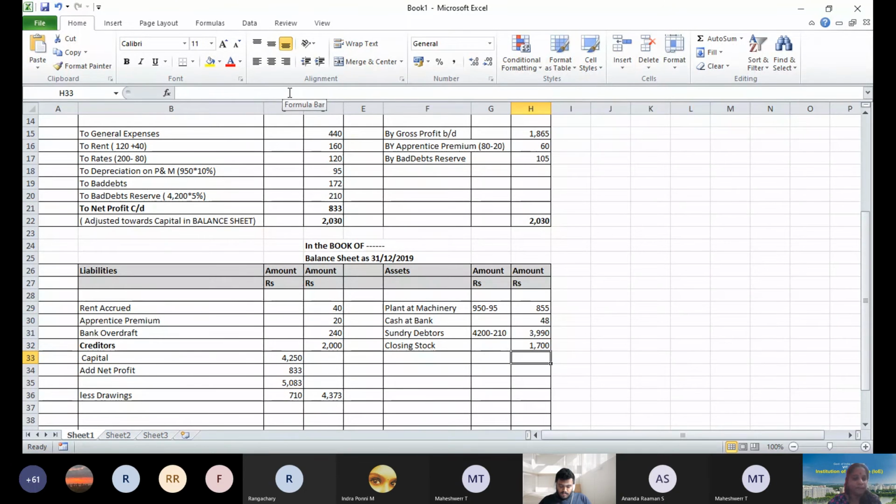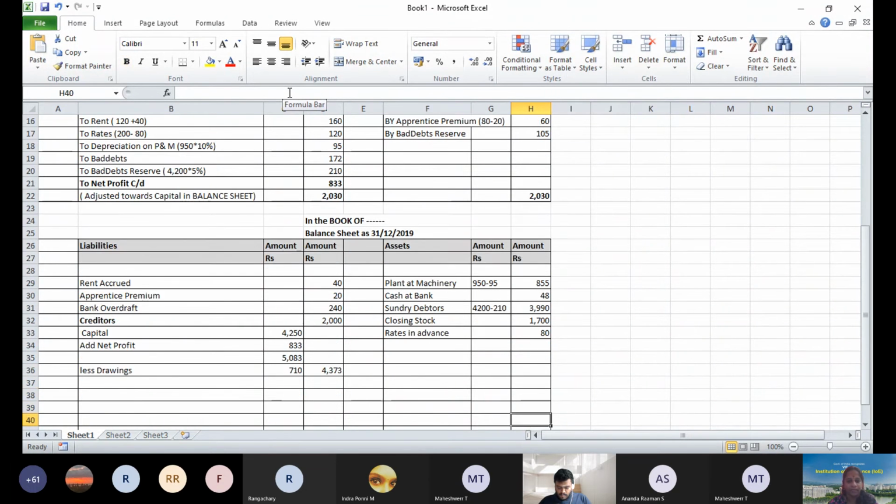Yeah. Anything else I've left? Cash on hand, stock. Yeah, advance. See, forgot about rates in advance. Always finish off the adjustments first. I always say that because you'll forget. 80 rupees. Bad debts, plant and machinery. Yeah, everything is done. Now the total will come.